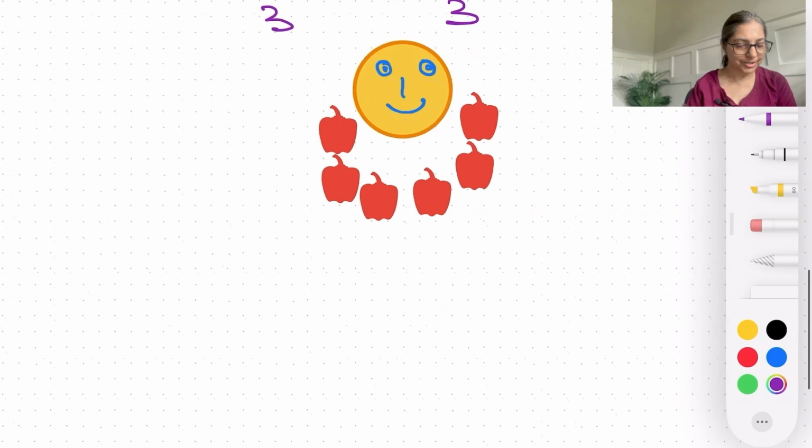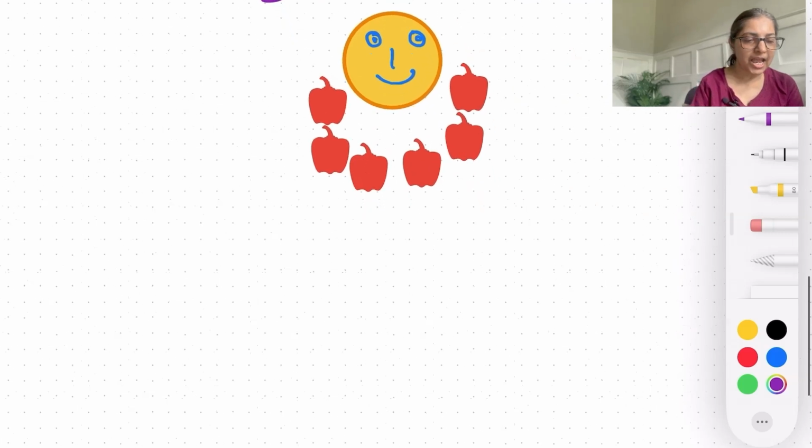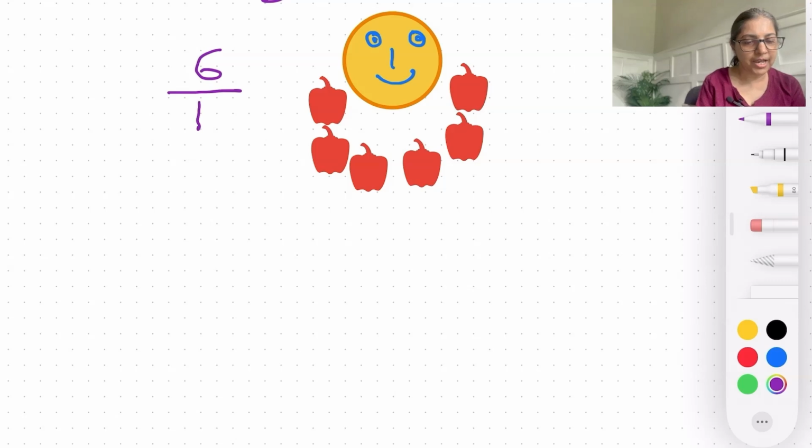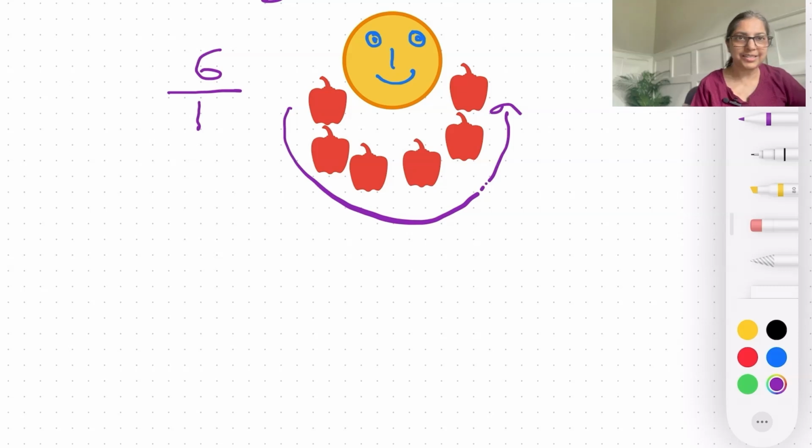Let's move on further. Let's say we had only 1 person and we had to divide all the 6 apples within that 1 person. This person gets all the 6 apples, doesn't it?